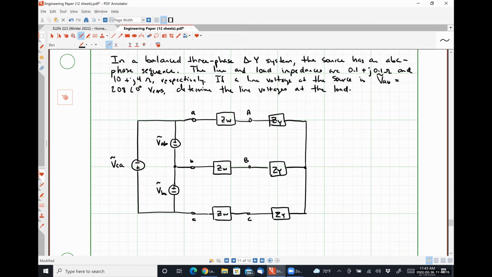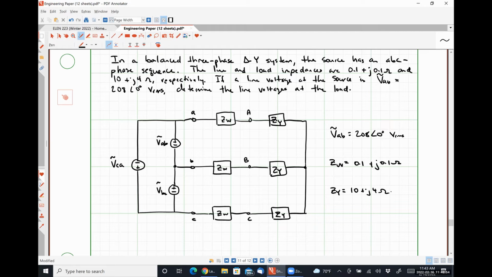And I'm going to write down my known information over here. So I know that VAB is equal to 208 angle 0 degrees volts RMS. I know that ZW is equal to 0.1 plus j0.1 ohms. And I know that ZY is equal to 10 plus j4 ohms. So does that effectively summarize my problem statement information?